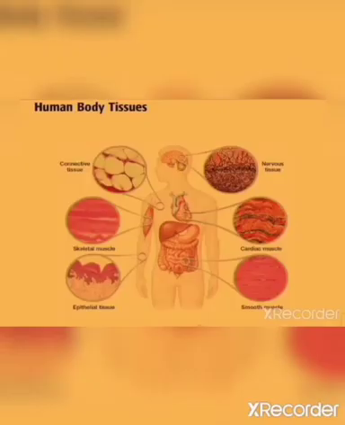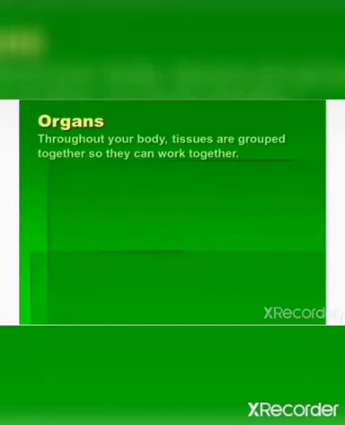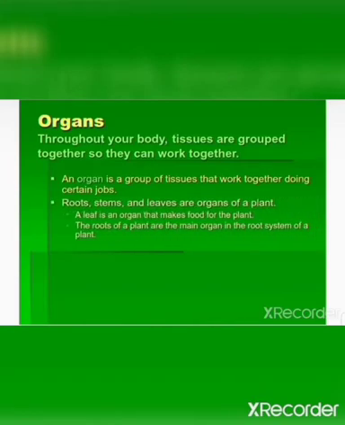Now look at this diagram on the screen. You can see that there are different tissues present in the human body, like connective tissue, epithelial tissue, and nervous tissue. So when cells combine together, they form tissues, and when tissues combine together, they form organs. Throughout your body, tissues are grouped together so they can work together. An organ is a group of tissues that work together doing certain jobs.